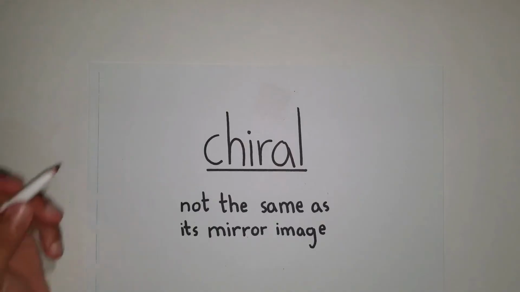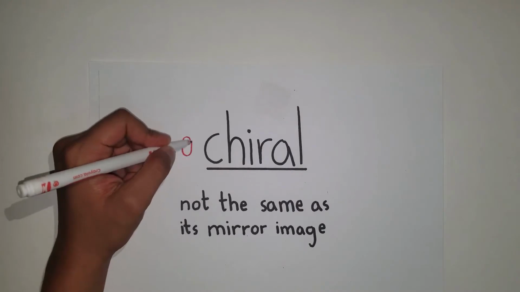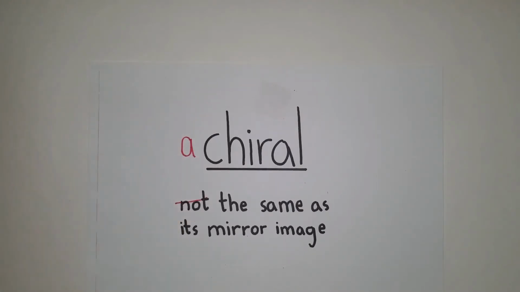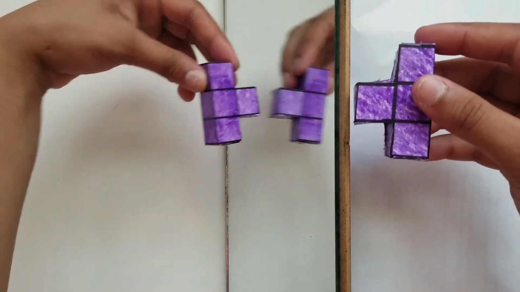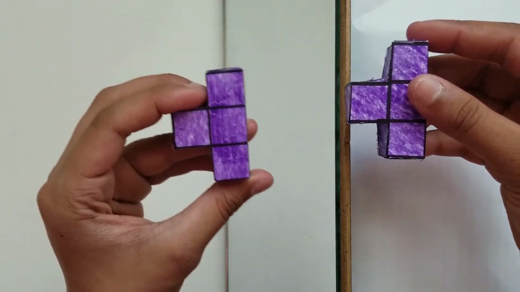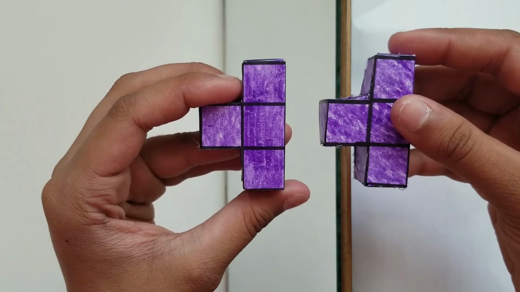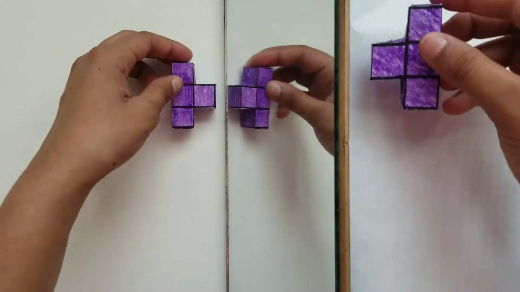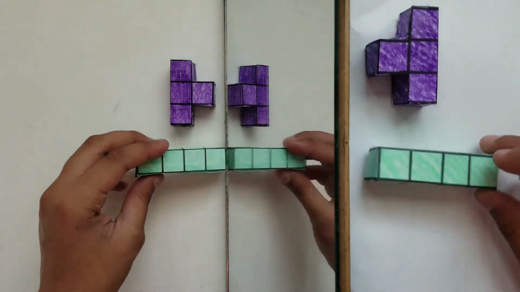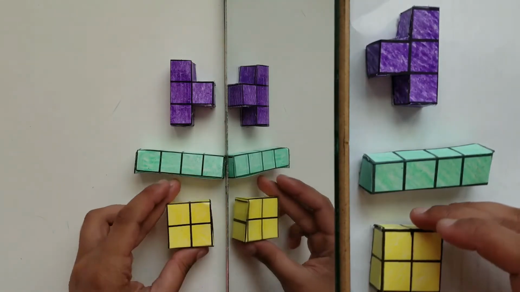If chiral means not the same as its mirror image, then achiral would mean it is the same as its mirror image. If you hold the purple T block up to a mirror like this, then you can easily get the mirror image by rotating the original figure by 180 degrees in a 2D plane. Same goes for the light blue and yellow blocks. These three pieces are achiral pieces.